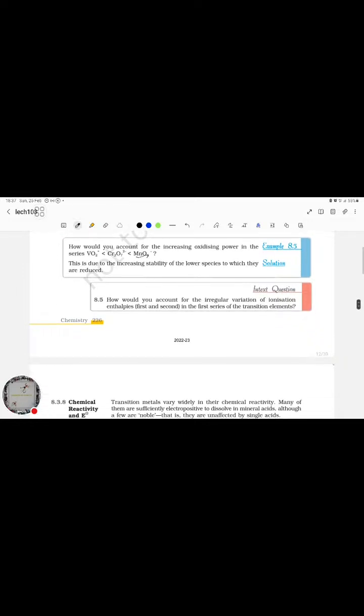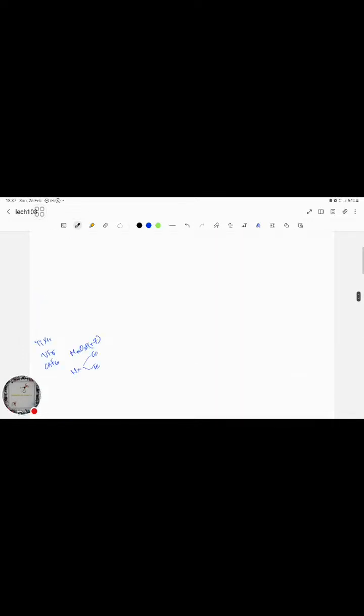And that's the reason. How do you account for the irregular variation of ionization enthalpies in the first series of transition elements? Why do we have irregular variation of ionization enthalpies, they ask. The first and second ionization enthalpies. So why do we have irregularity? It can be attributed towards hydration enthalpies.